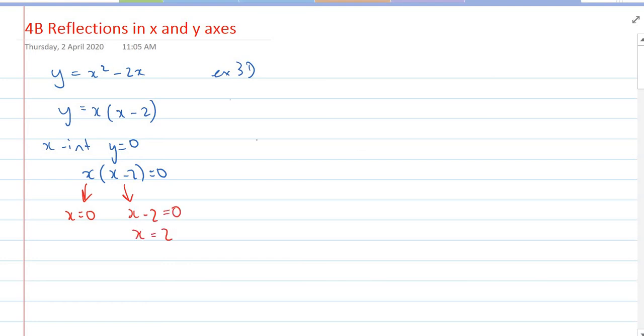Now we know it's a happy parabola because the coefficient of x squared, ax squared, a is bigger than 0, so it's happy. If a was less than 0, it'd be sad. So we can sketch our parabola now. We mark in our two intercepts. It's happy, so it goes through those 0 and 2. Obviously, this is not a proper sketch for a test.